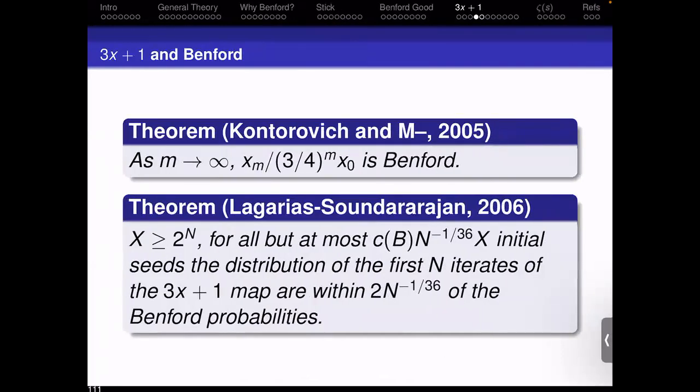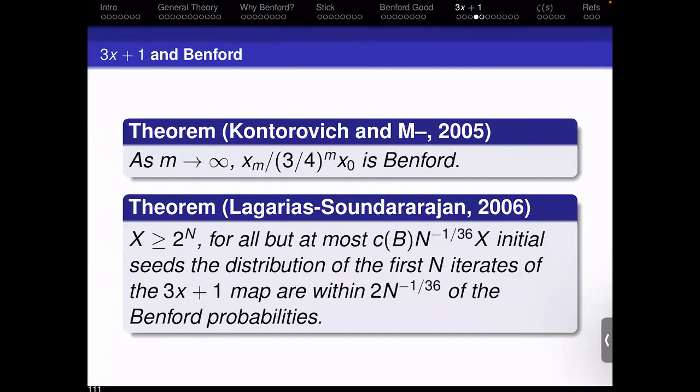And so back in 2005, Alex and I proved that as m goes to infinity, if you look at the ratio of x_m, the mth term from your starting seed, divided by (3/4)^m x_0, which is where you expect to be, that is Benford. So again, we showed that if you look at where you are divided by where you expect to be, as m goes to infinity, that becomes Benford.